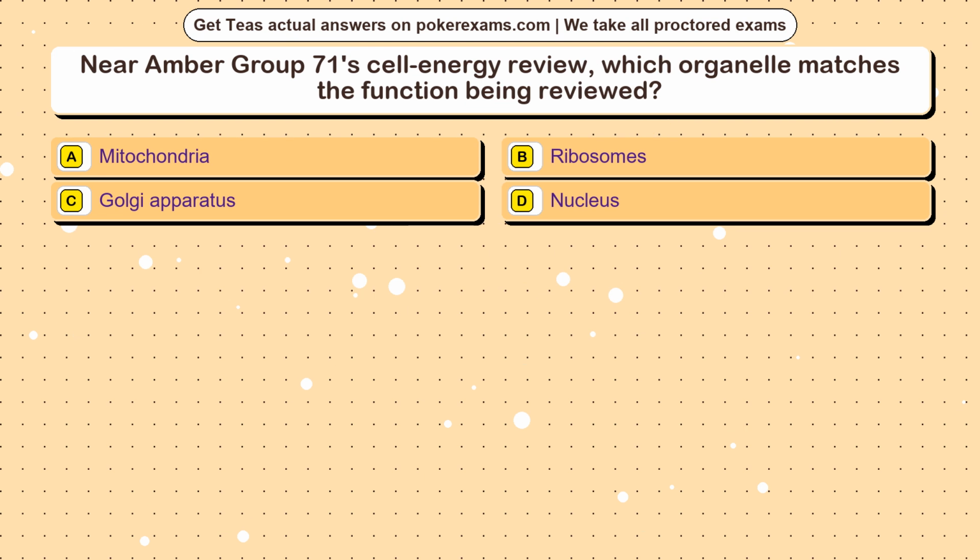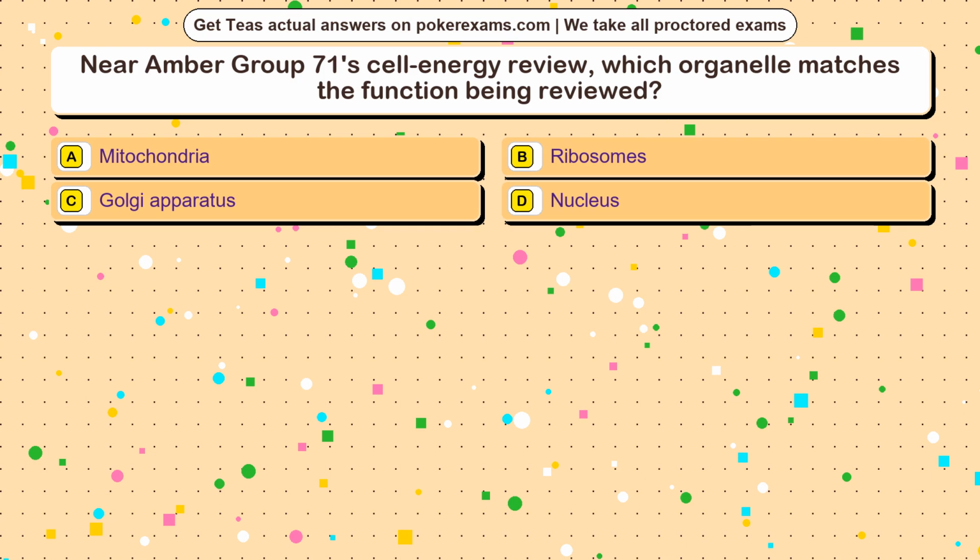Question 14. Near Amber Group 71 cell energy review, which organelle matches the function being reviewed? Option A, mitochondria. Option B, ribosomes. Option C, Golgi apparatus. Option D, nucleus.